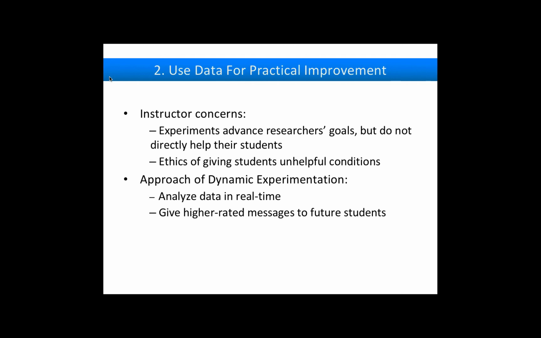Borrowing on past work from industry A/B testing and also reinforcement learning, we implement an algorithm that analyzes data from the experiment in real time and uses that data to give higher rated messages to future students. The way we frame this computational problem of dynamic experimentation is known in reinforcement learning as exploration, where you're testing out and randomizing to see what's effective. This is exploitation: how do we use the data we've collected to help people?